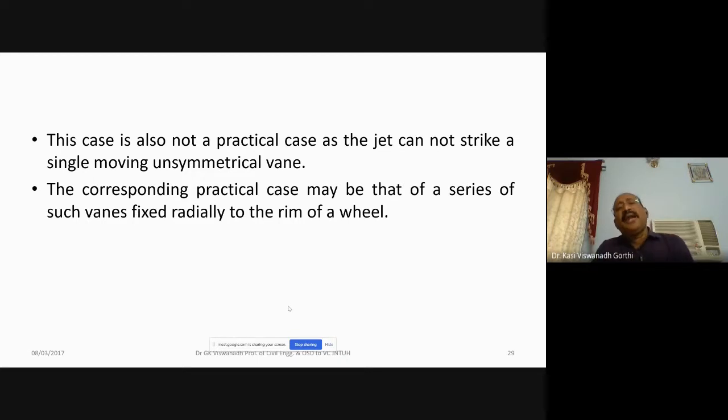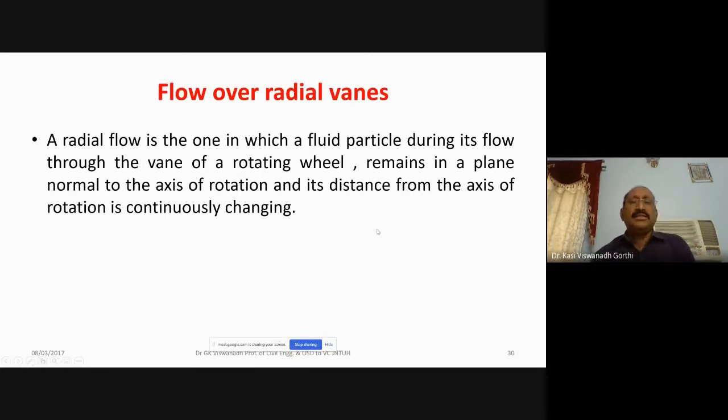So the corresponding practical case may be that of a series of such veins which are fixed radially over the rim of a wheel. This is the more practical case. Instead of having a single unsymmetrical curved vein, you have a number of veins connected over the periphery of a wheel. That is the more practical case. This is what is called the flow over the radial vein.